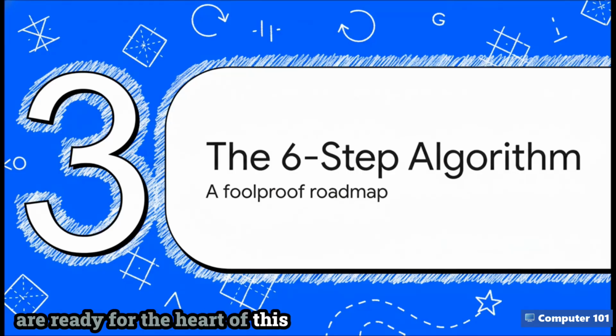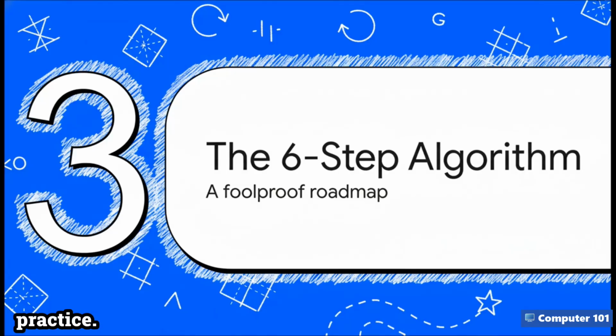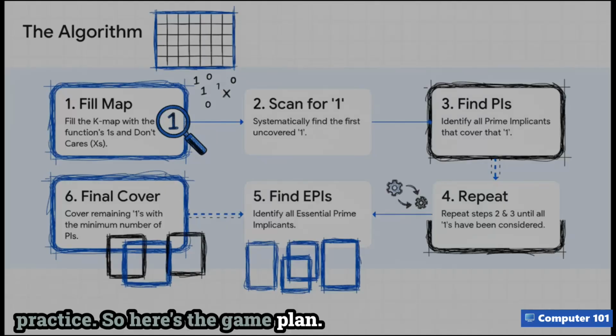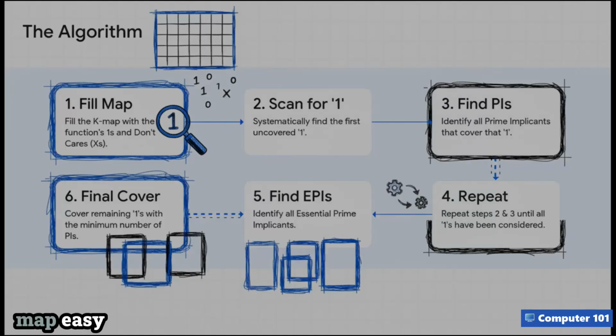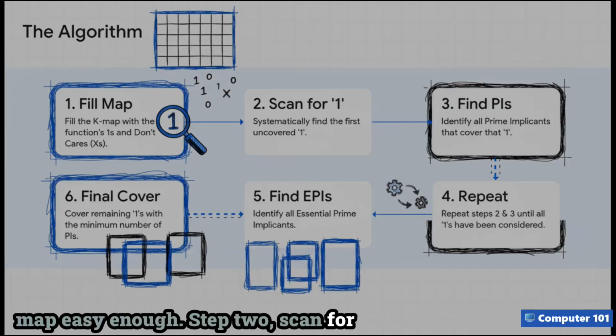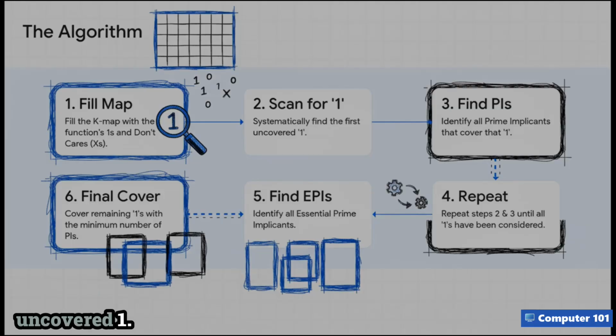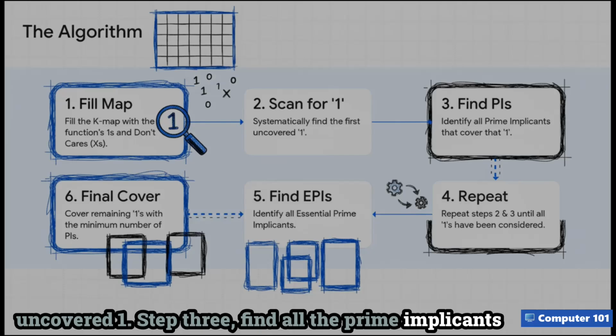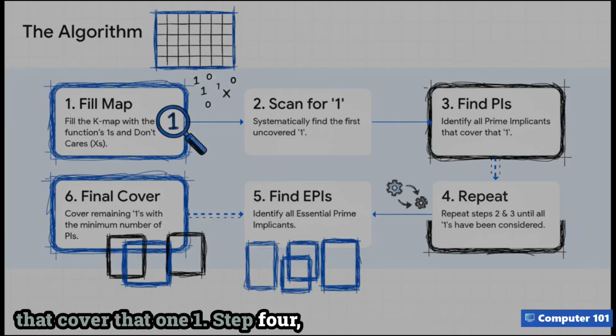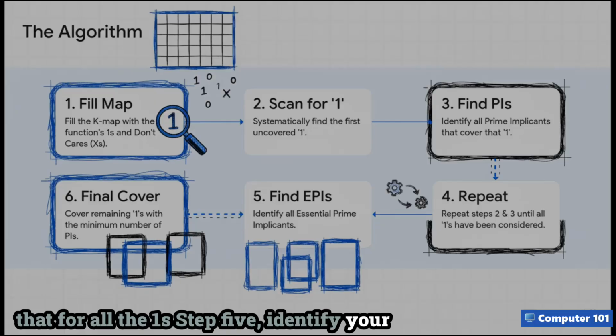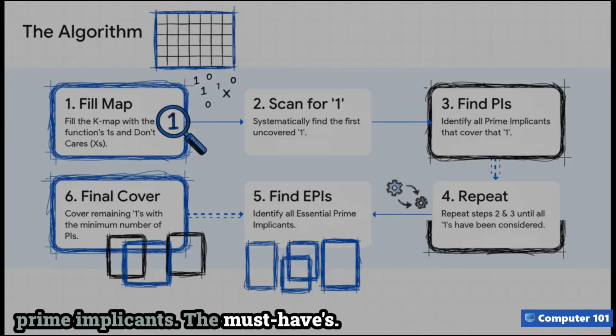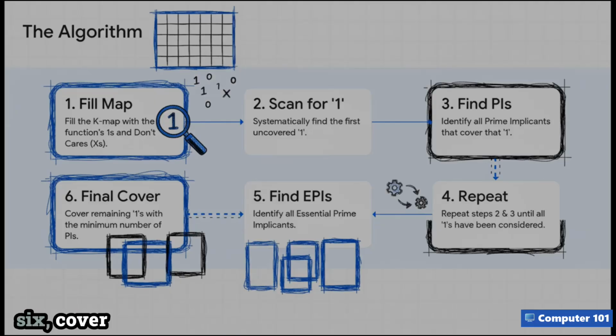Now we are ready for the heart of this explainer, the 6-step algorithm. Think of this as your foolproof roadmap that's going to put all those terms into practice. So here's the game plan. Step 1, fill the map. Easy enough. Step 2, scan for the first uncovered one. Step 3, find all the prime implicants that cover that one. Step 4, just rinse and repeat that for all the ones. Step 5, identify your essential prime implicants, the must-haves. And finally, step 6, cover whatever is left over with the fewest PIs possible.